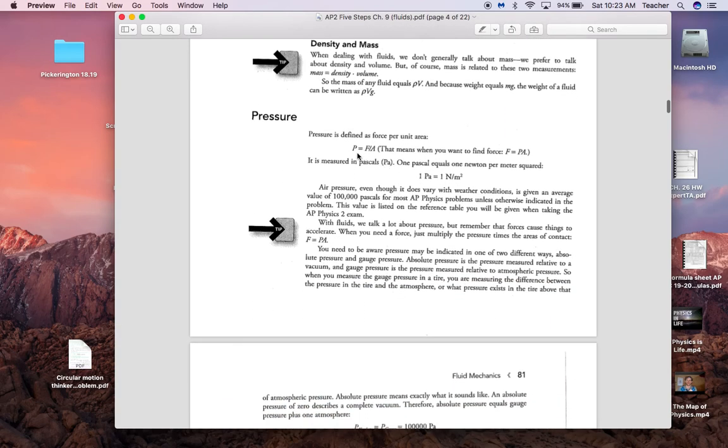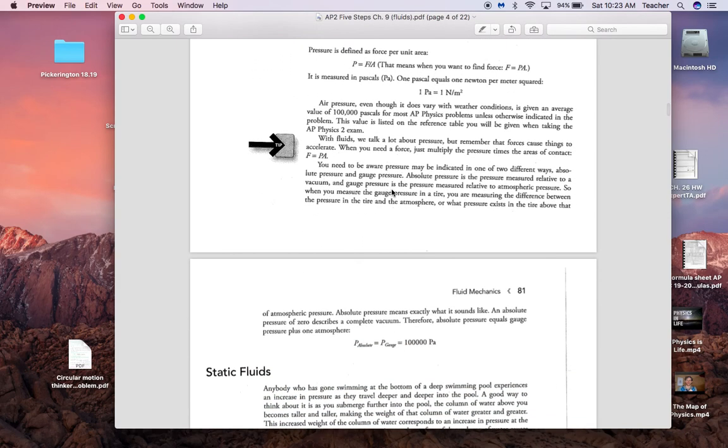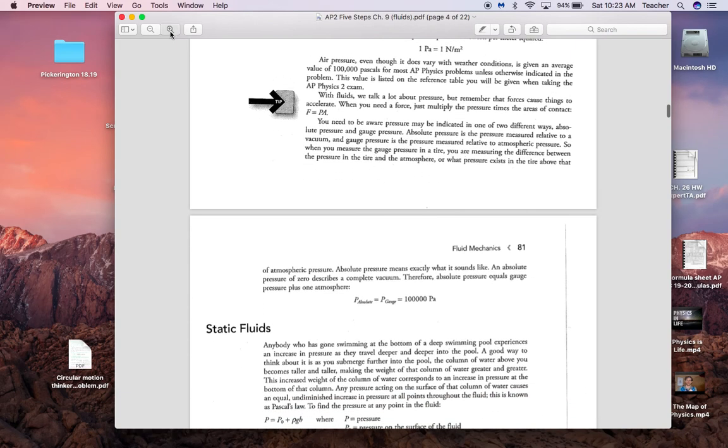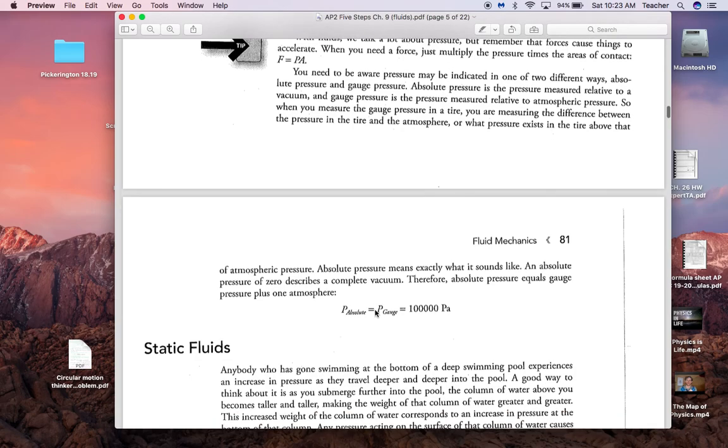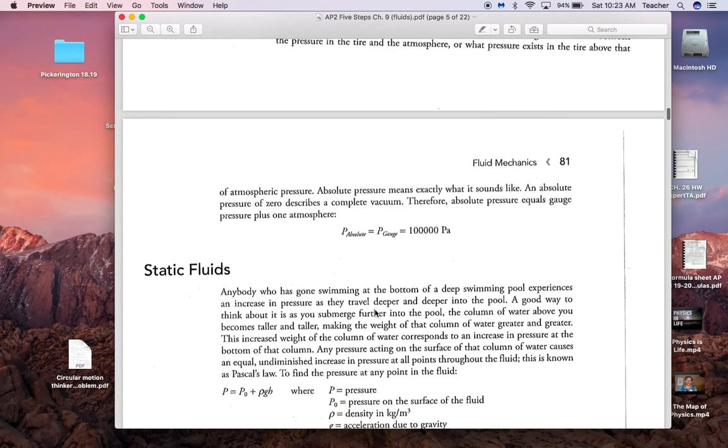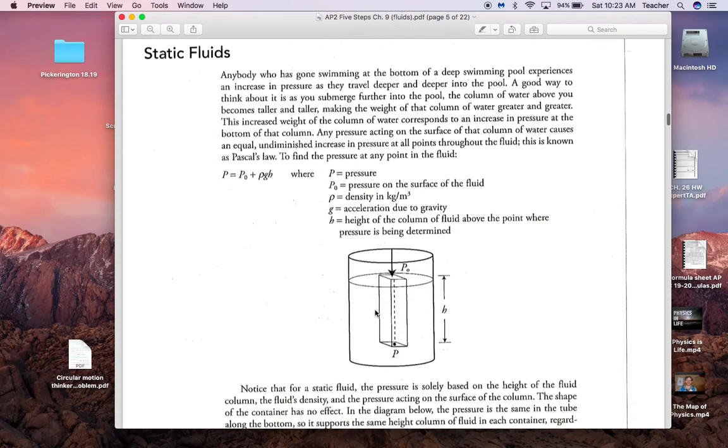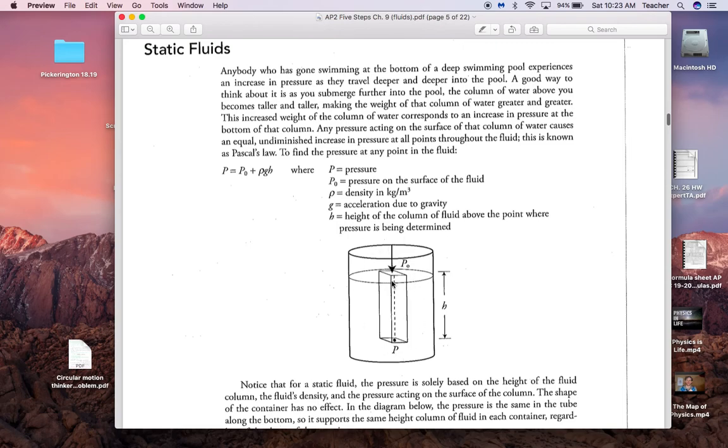General pressure equation, since pressure is measured in pascals, which is newtons per square meter, force over area. There's actually an interesting application later in this chapter about that. And it talks here about atmospheric pressure. So this is kind of an interesting thing.